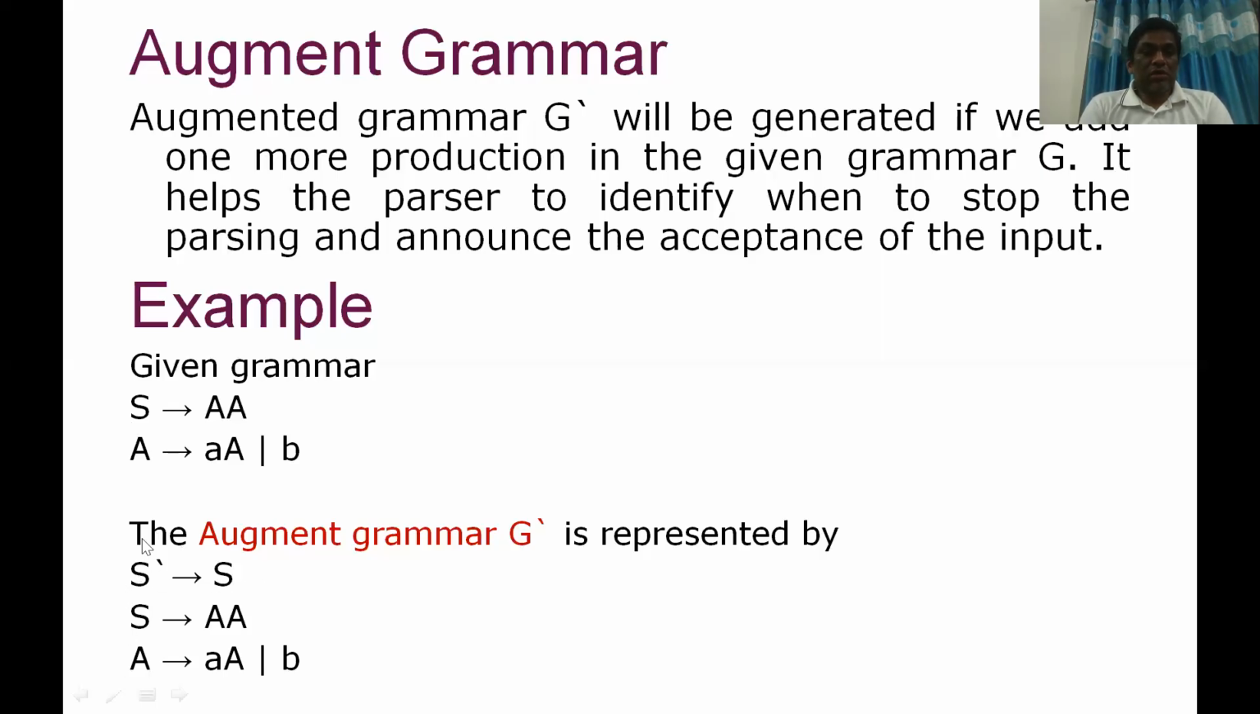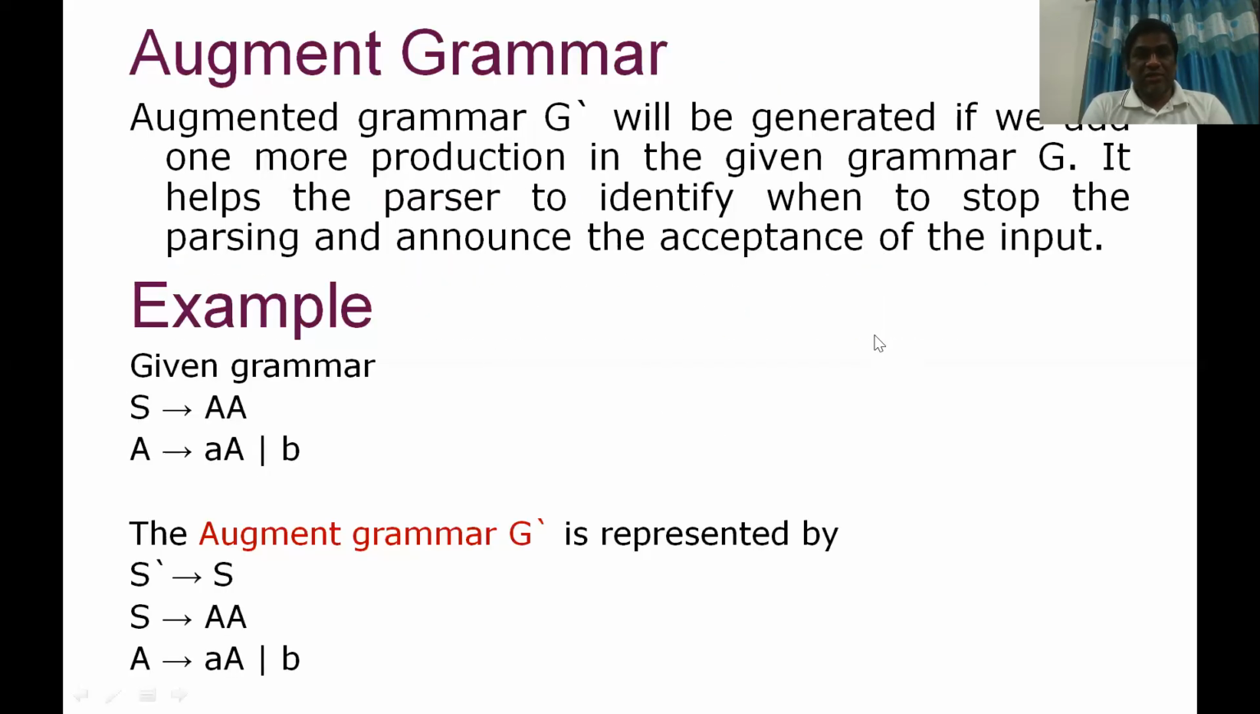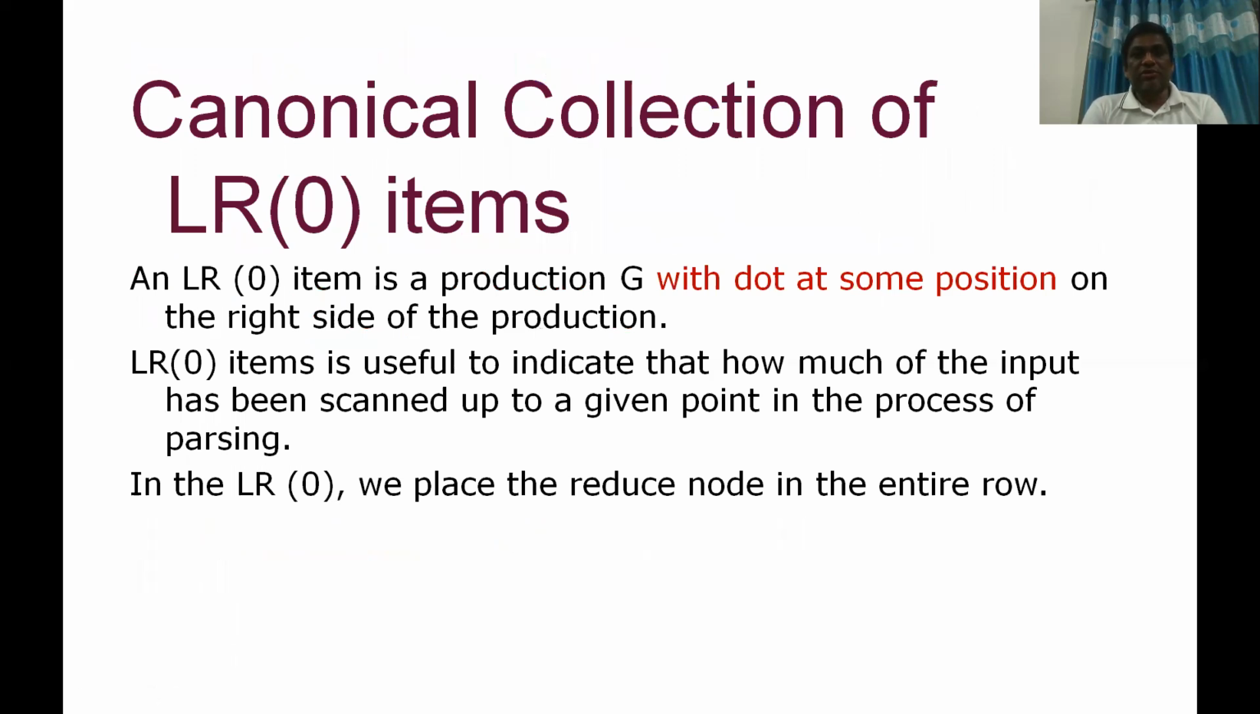Now our grammar is augmented grammar. So step 2 is done. Next, create canonical collection of LR(0) items. Third step. You need to observe this very carefully, listen carefully to understand how exactly it is done.